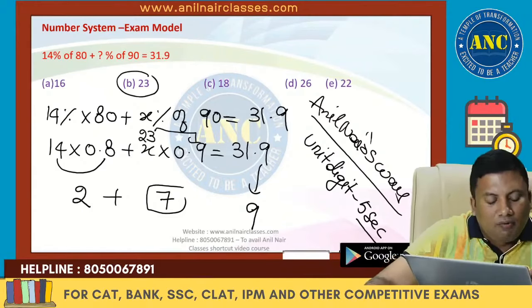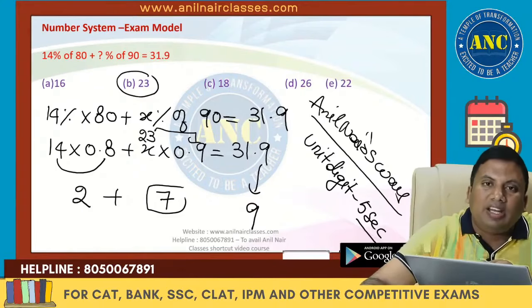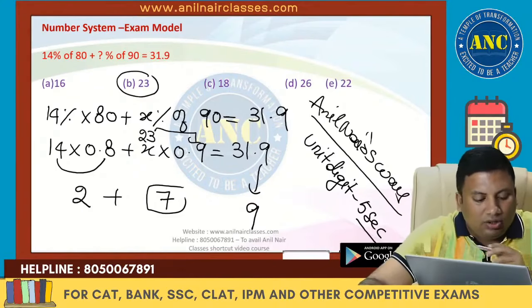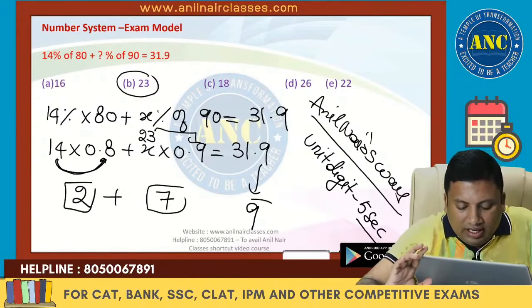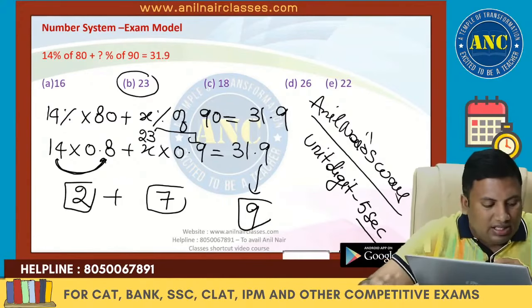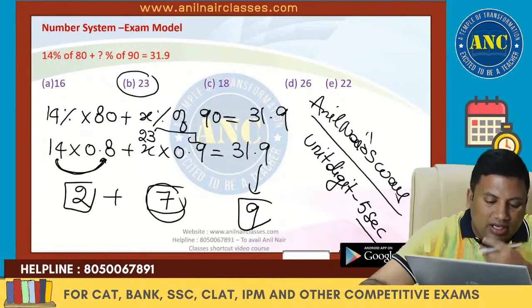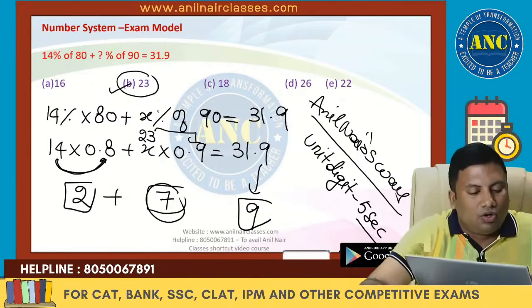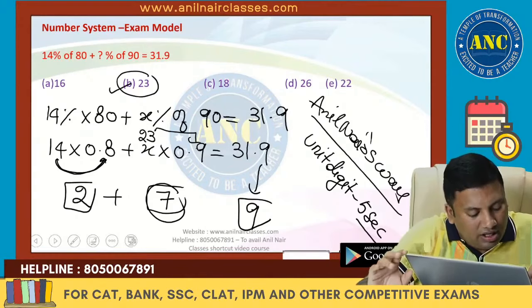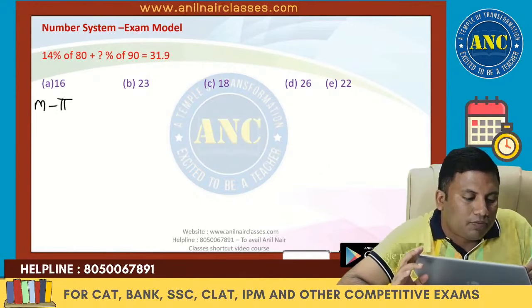Again, I am repeating. 14% of 80, 14 into 0.8. x into 90 by 100 is 0.9, equivalent to 31.9. 4 8s are 32, here it is 2, here it is 9. 2 plus something is 9, that something should be 7. So 3 9s are 27. Unit digit has to be 7, so it will be 23. I hope it is clear, right? You don't need to solve it in any other way. Even to cross check, you can use method number 2.